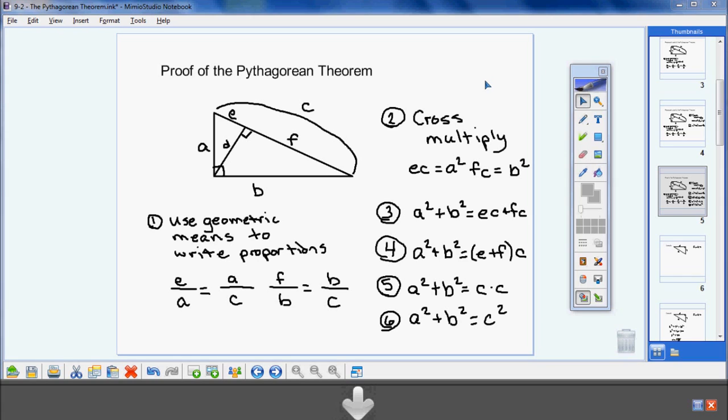And then you replace E plus F with C. A squared plus B squared equals C times C. And then finally, A squared plus B squared equals C squared, and you're done, and you've shown why it works. So now that we know why it works, we have to get some practical examples as far as some problems that you would be asked to solve using the Pythagorean theorem.